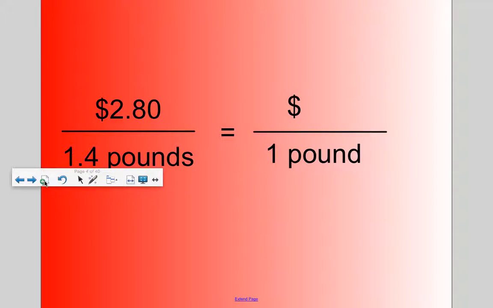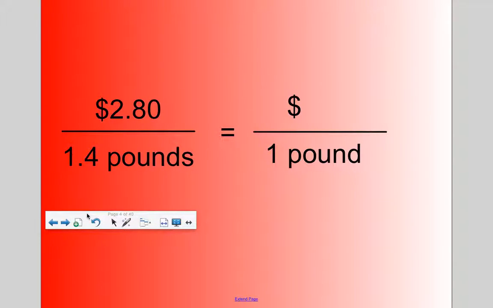So we could set it up as a rate problem. It's $2.80 for how many pounds? 1 4/10 pounds of ground beef. But Rhoda only wants to buy 1 pound of ground beef. So how is she going to break it down from 1 4/10 pounds to 1 pound?